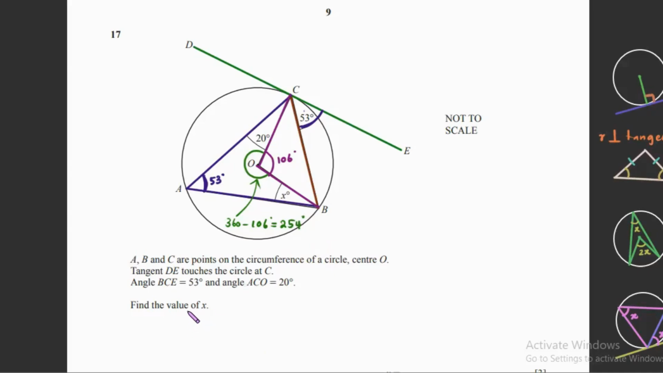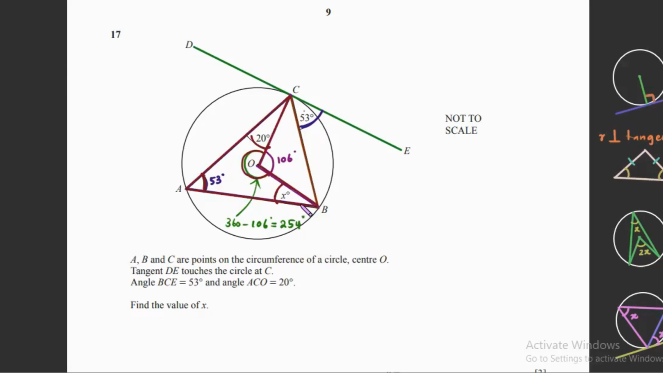Now I need to find the value of x. For me to find the value of x, I'm going to make use of this quadrilateral. So that is quadrilateral ACOB. Even though it looks like a triangle, it still has 4 angles and 4 sides: 1, 2, 3, and 4. So this is still a quadrilateral.